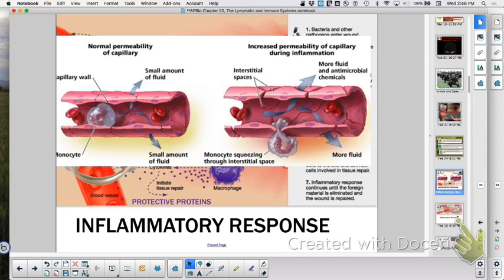Allows more fluid to get out there, increases the temperature, possibly killing the bacteria. It alerts your body that you have a problem because that excess fluid is going to push on free nerve endings, and that's going to cause pain.